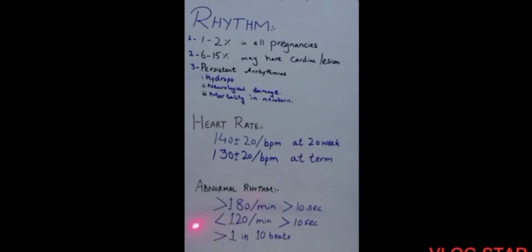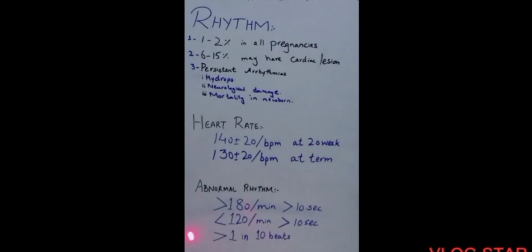Number two is sustained bradycardia, when the heart rate is less than 120 beats per minute for more than 10 seconds. Bradycardia is caused by poor oxygen supply to the baby, when the mother has high blood pressure and is a smoker, or she may be overdue, or the placenta may be calcified.